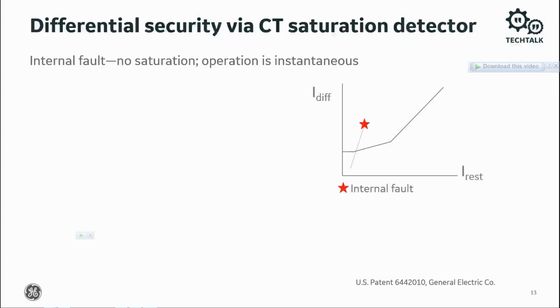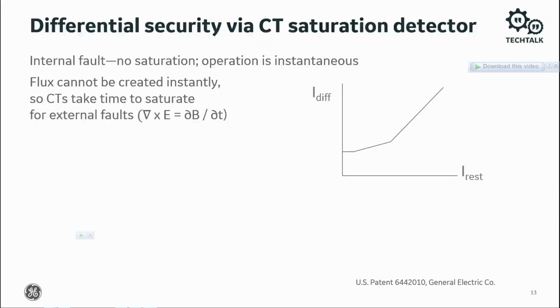For an internal fault with no CT saturation, the operating point in this chart moves from the normal load restraint in the low region of slope 1. The movement is instantaneous into the operate region.